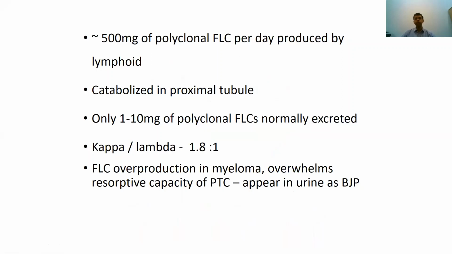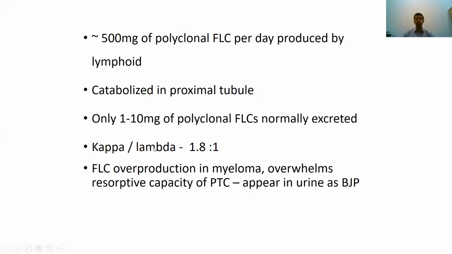Normally, these light chains are produced by the plasma cells in the bone marrow, around 500 milligrams of free light chains per day, which is normal. And some of these light chains normally get excreted from the glomerulus and are catabolized in the proximal tubule, so that only a very small amount gets excreted even in a normal person. However, if you have a condition like myeloma, where the light chains or the immunoglobulin molecules are produced in excess, that is when the problem starts.